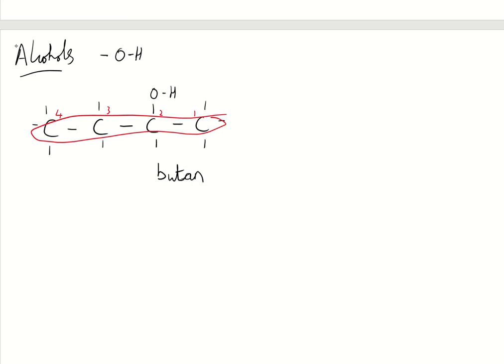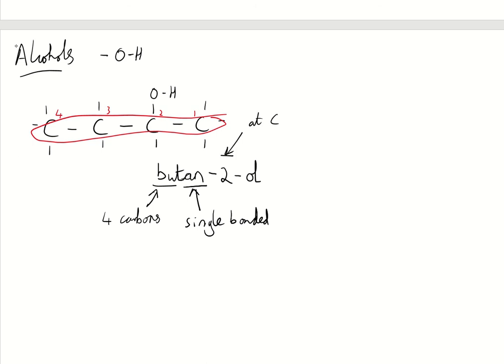We've got this functional group. So the AN, all carbons single bonded. And then I need to say where the alcohol is. So I say it's on number 2. And OL because it's an alcohol. At carbon 2.